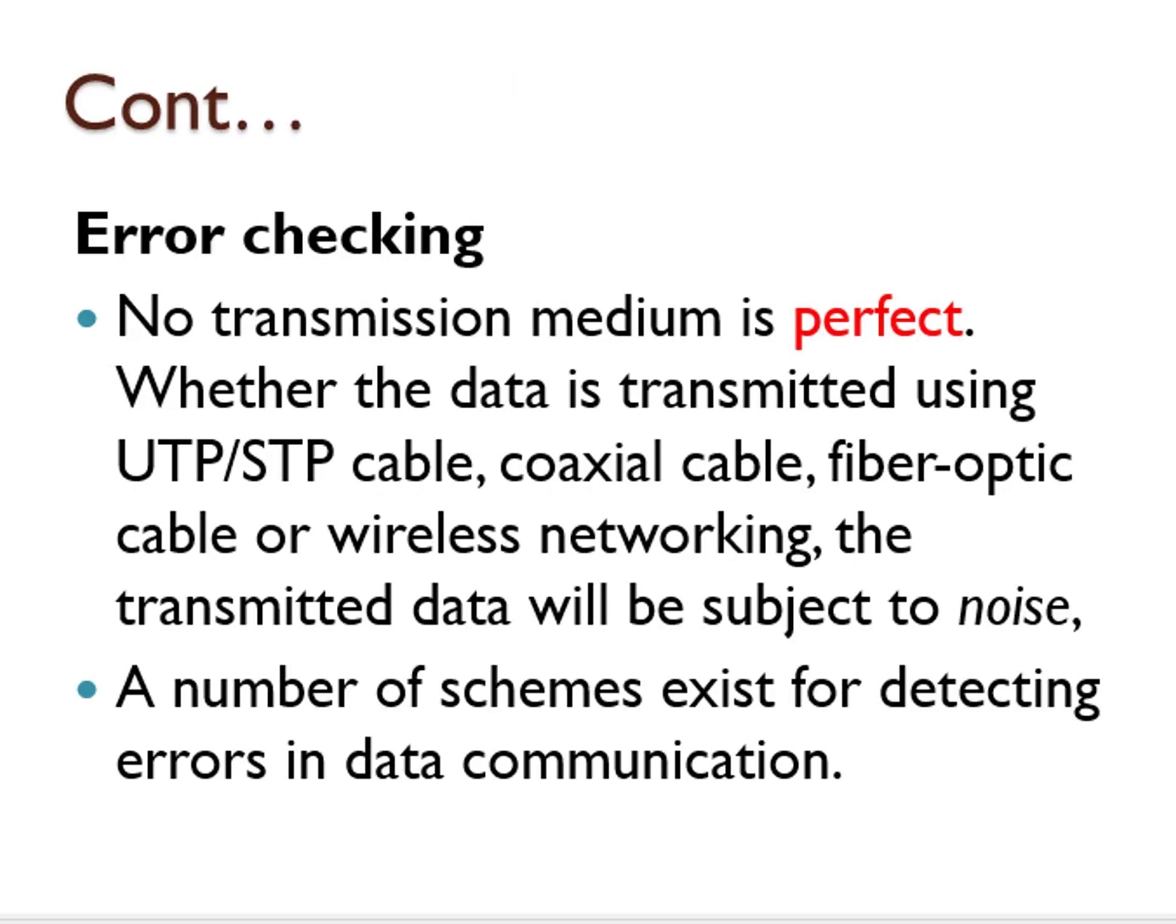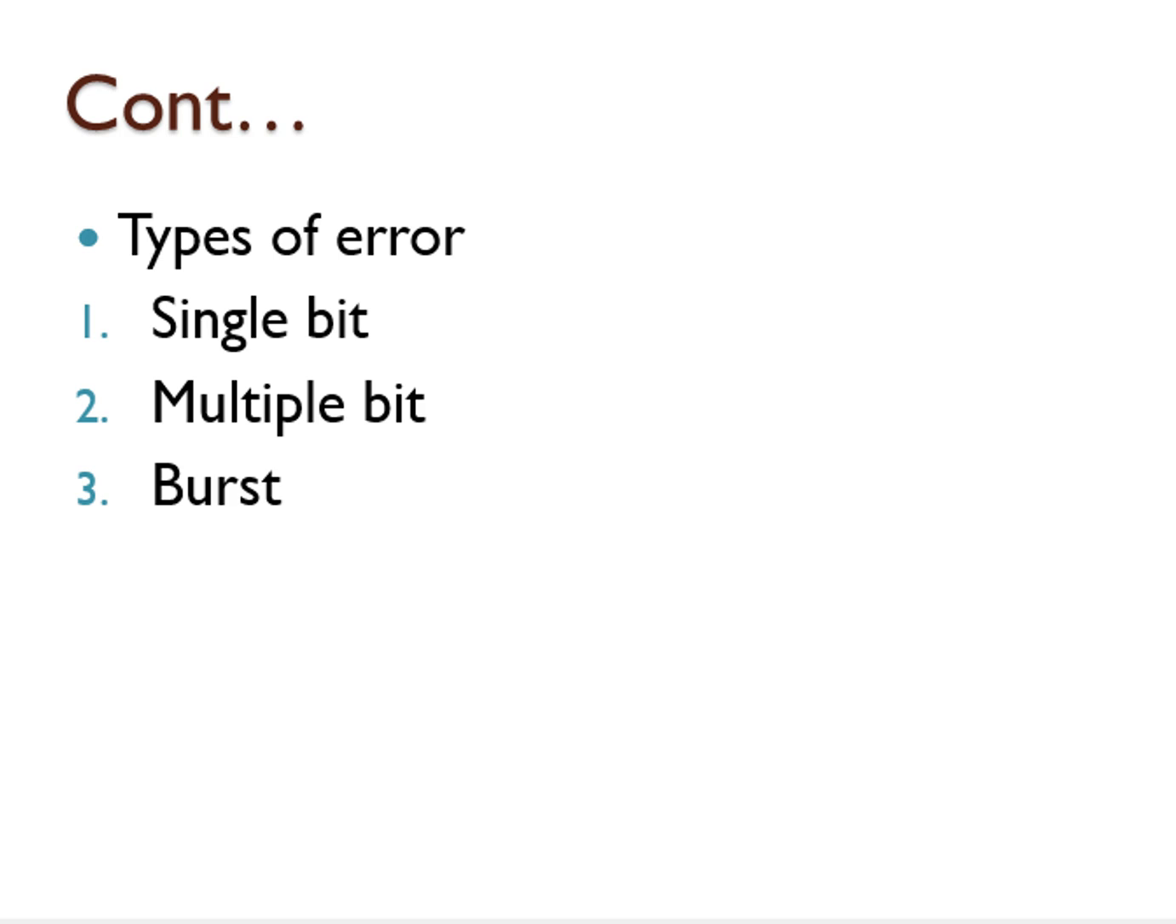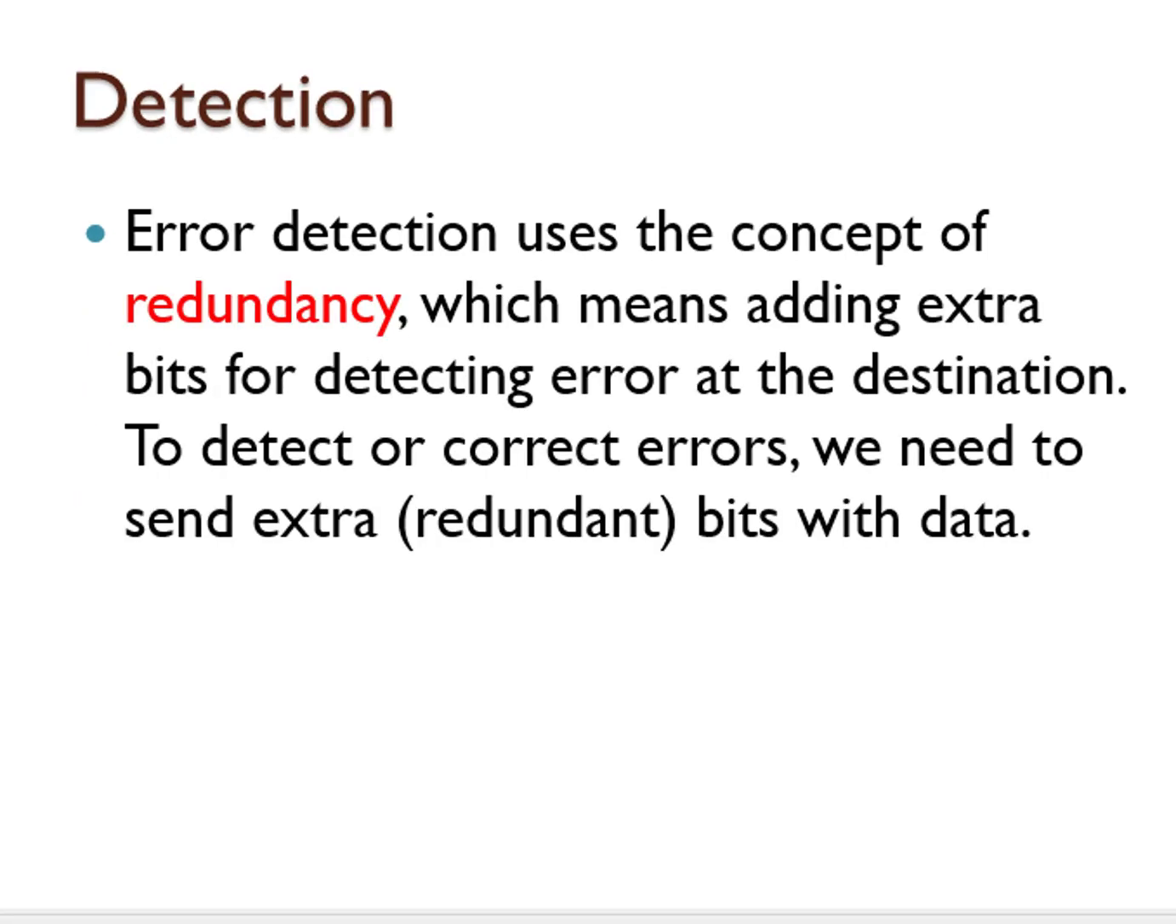Cont. Error checking. No transmission medium is perfect. Whether the data is transmitted using UTP/STP cable, coaxial cable, fiber optic cable, or wireless networking, the transmitted data will be subject to noise. A number of schemes exist for detecting errors in data communication. Cont. Types of error: 1. Single bit, 2. Multiple bit, 3. Burst. Error detection uses the concept of redundancy, which means adding extra bits for detecting error at the destination. To detect or correct errors, we need to send extra, redundant, bits with data.